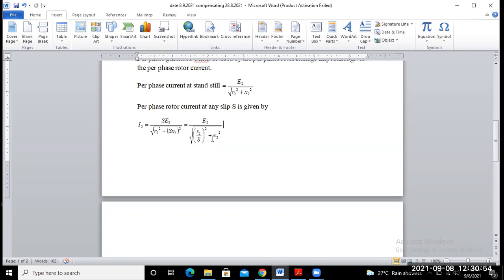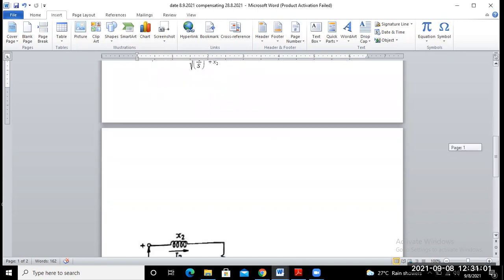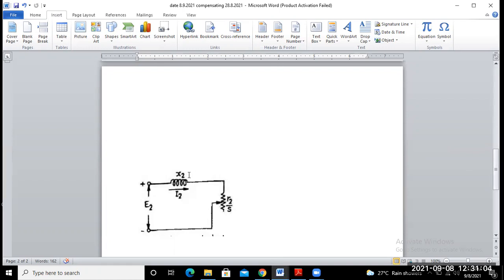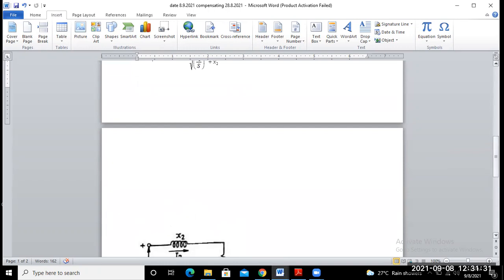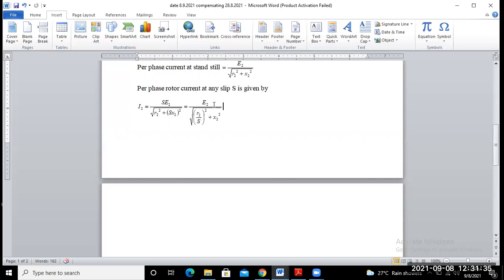Corresponding to this value, we can draw the electrical circuit. This is the equivalent circuit of the rotor, where the EMF induced is E2, the current I2 flows through the rotor conductor, the rotor leakage reactance is X2, and the resistance is R2 by S. This circuit is drawn corresponding to this equation of rotor current I2 at any slip S, not at a standstill.